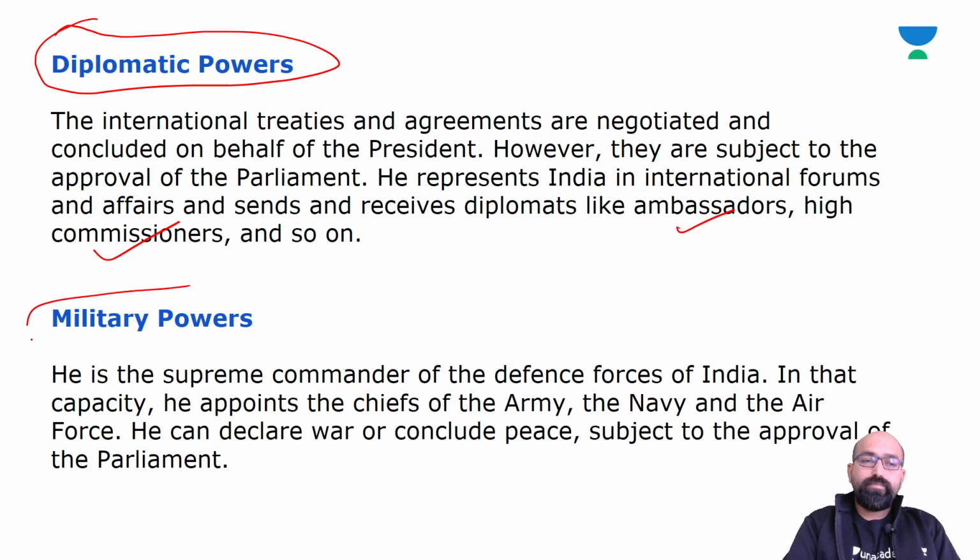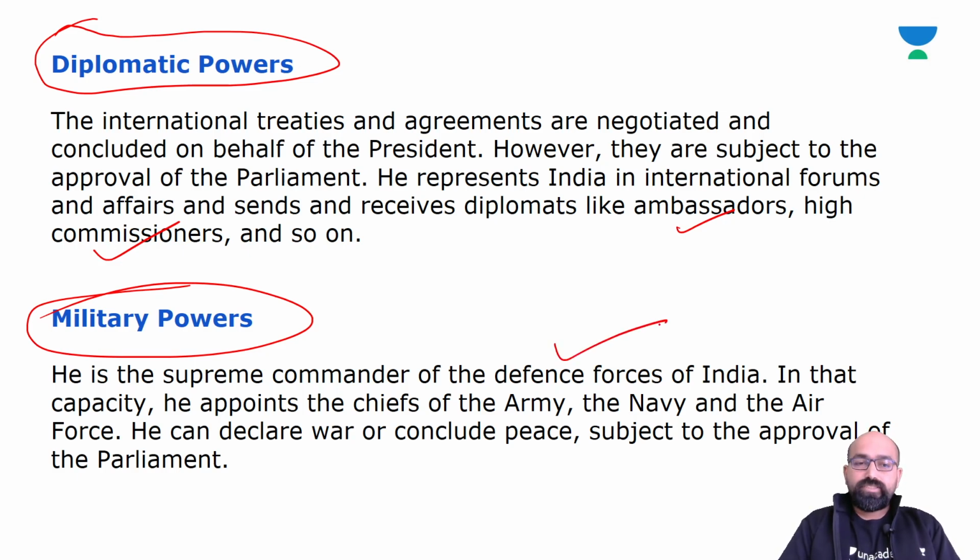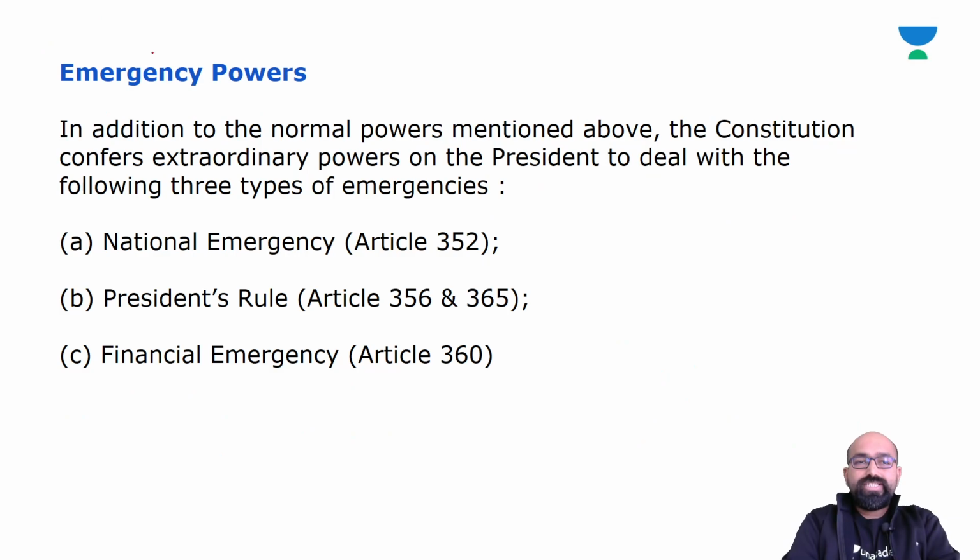Then we'll see military powers. He is the supreme commander of the defense forces of India, and in that capacity he appoints the chiefs of the army, the navy and the air force. He can declare war or conclude peace, subject to the approval of the parliament. These are the diplomatic and military powers of the president. Now, after that, we'll see emergency powers.